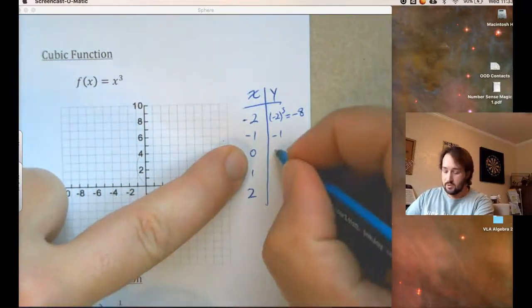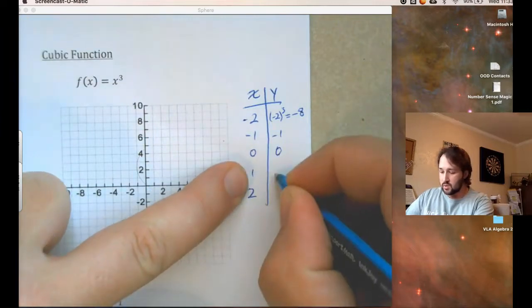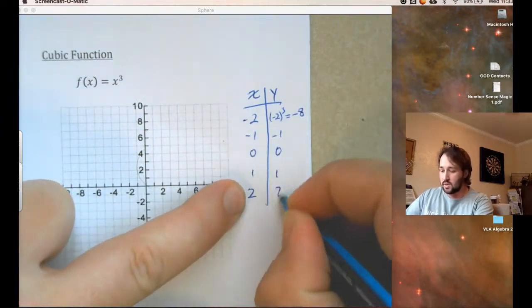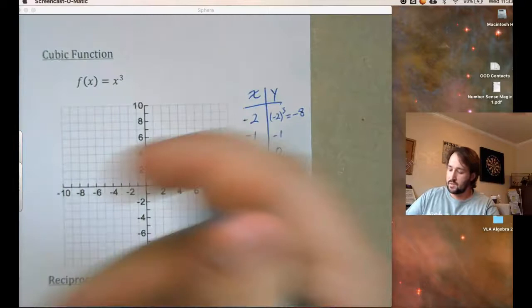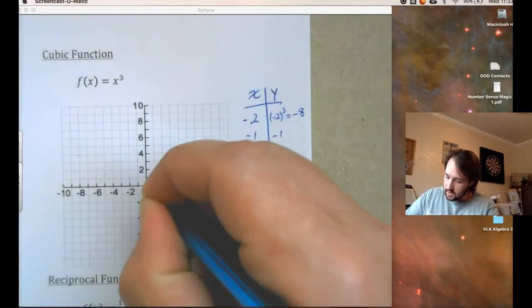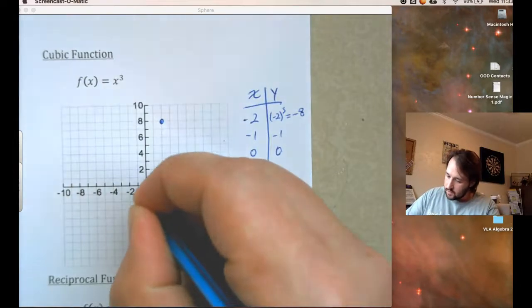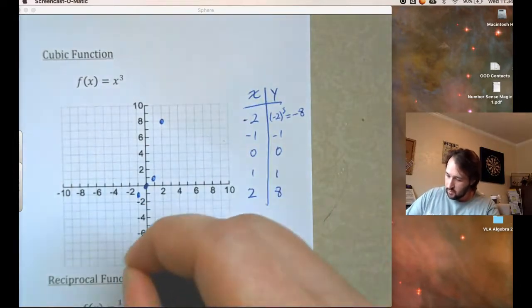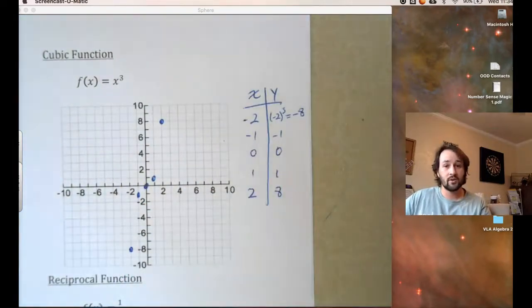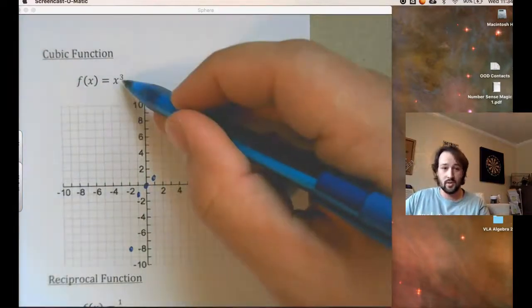0 times 0 times 0 is 0. 1 times 1 times 1 is 1. 2 times 2 times 2 is positive 8. So if I graph these points, they're going to create a curve, which is really pretty cool. It's called your cubic function because we are cubing the numbers.